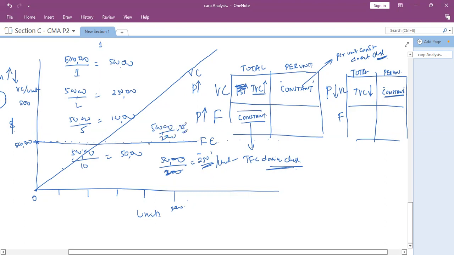Now tell me, what is happening? Fixed cost, if production increases, fixed cost per unit decreases. Variable cost, if production increases, total variable cost increases. If production increases, fixed cost per unit decreases. This is an inverse proportion relation, correct? This is direct proportion to total variable cost, and inverse proportion to fixed cost per unit.